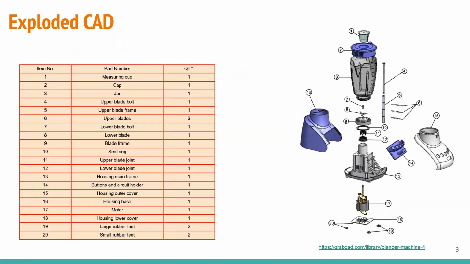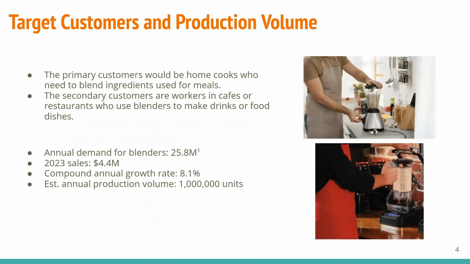Here is an exploded CAD to see the functional components of our chosen blender. Our target customers include the primary customer, which are home cooks who need to blend ingredients to be used in meals, and the secondary customer, which are workers in cafes and restaurants who use blenders to make foods and drinks.